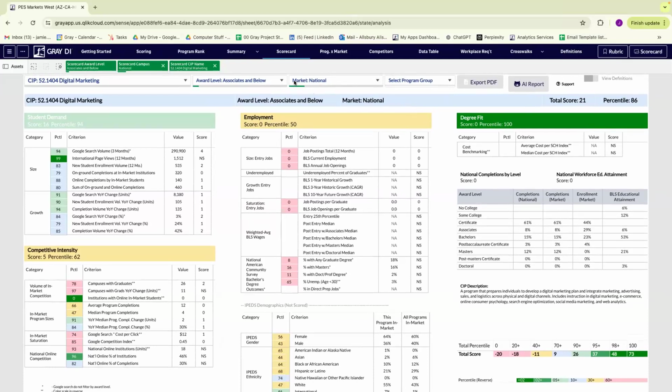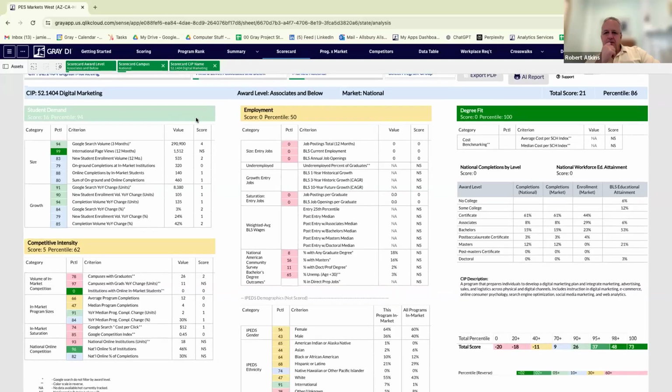Okay. So yes, I'm at the national level and I have the award level of associates and below at the national market. And looking at digital marketing, at very first glance, we're at the 86th percentile across all of the metrics. And so as we dig in, percentile in this case, percentage of what?